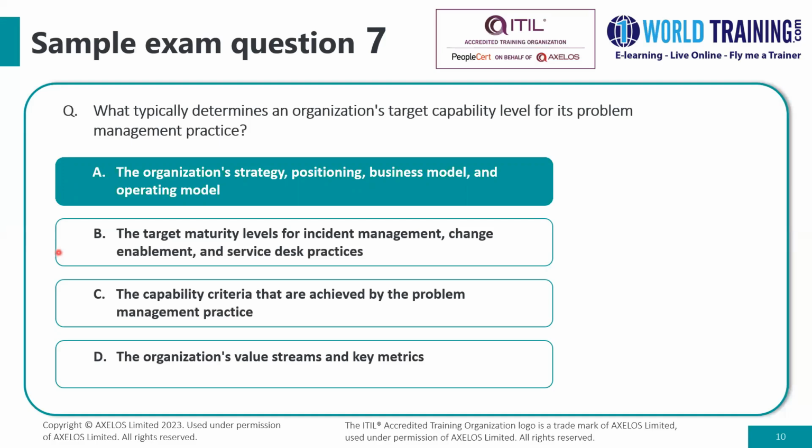Option B is incorrect for the same reason. And ITIL does not specify which practices are more important for an organization. It is very organization specific. Similarly, option C, the capability criteria, can be used to assess the practice's ability to fulfill its purpose and to contribute to the organization's service value system. But achievement of the capability criteria will show the current capability level, not the target level. Therefore, C is incorrect. And option D, the organization's value streams and key metrics, is also incorrect. They may be part of the operating model, generally will be, but on their own, not sufficient to establish the target capability level.